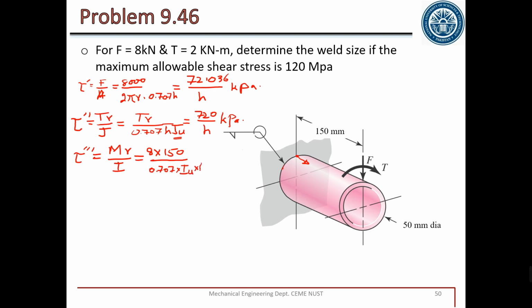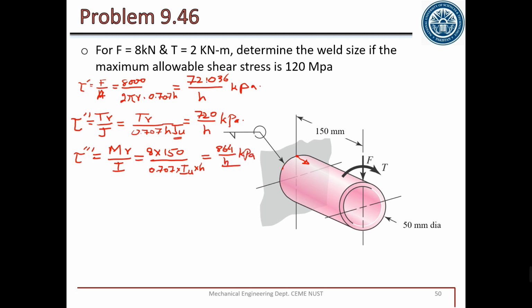Sorry, I missed H. From table 9-2, the last figure is the circular weld for bending. The value of IU in that table is pi r square. So we have all the values. Substituting the values gives the tertiary shear equal to 864 divided by H kPa.